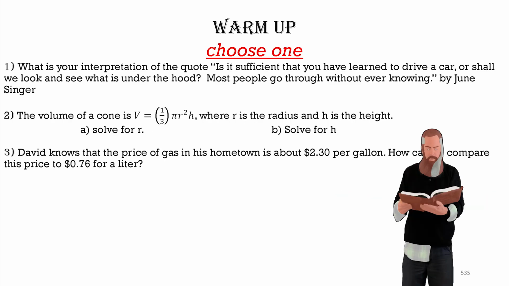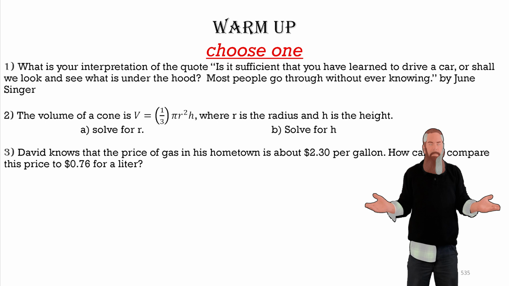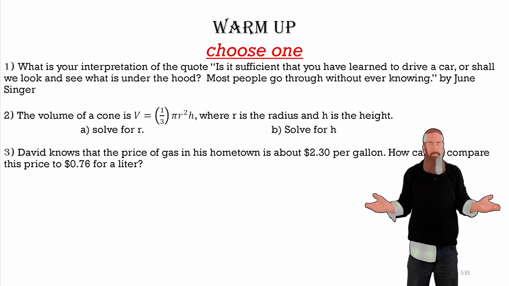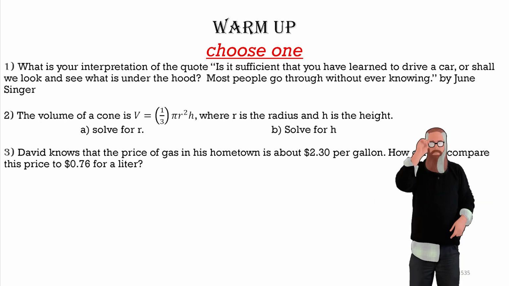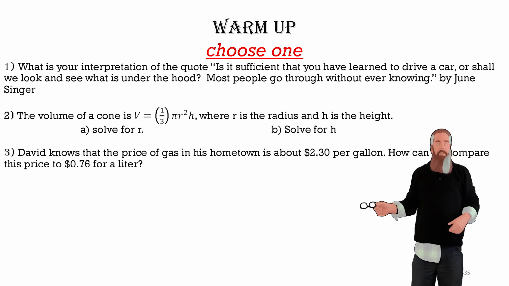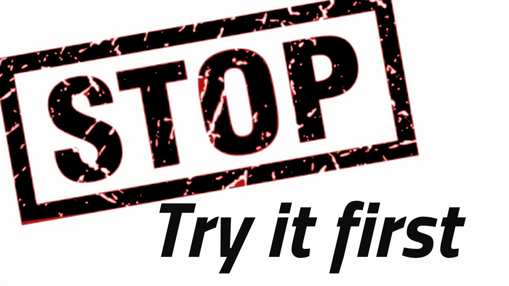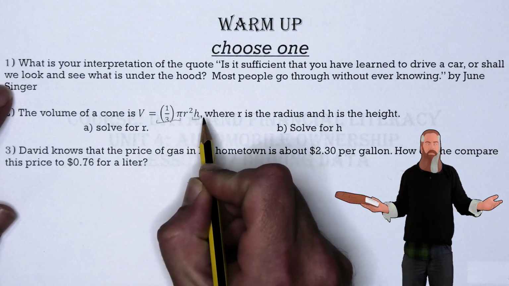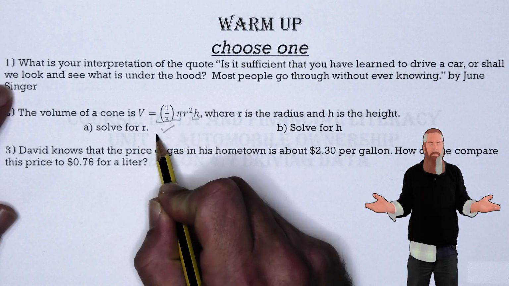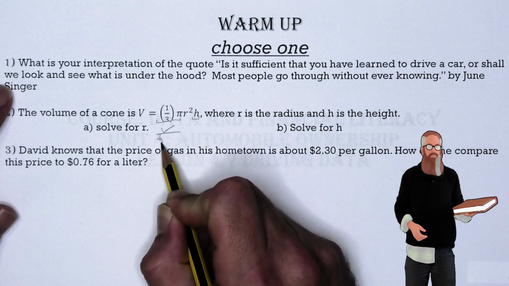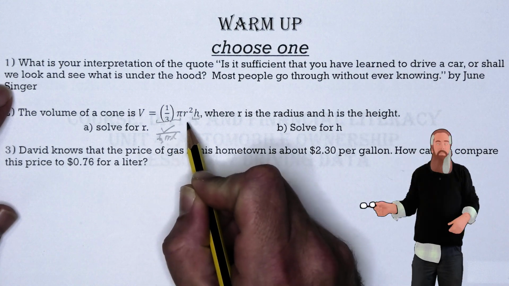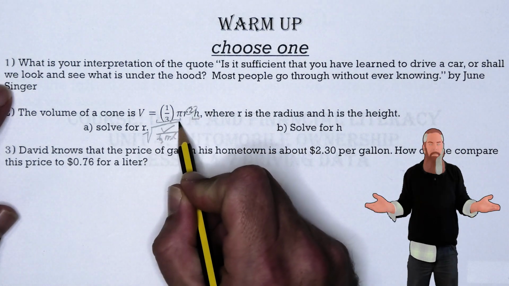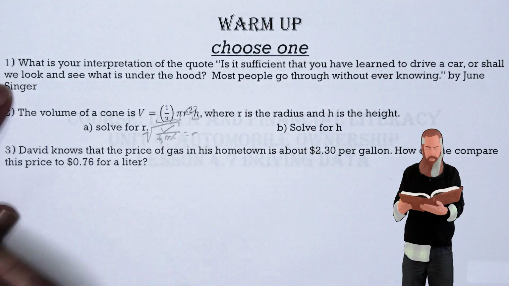Before we get into it, let's make sure we're ready for this lesson by looking at warm-up number 2. The volume of a cone is V equals 1/3 pi r squared h, where r is the radius and h is the height. First, let's solve for r. To solve for r, what we can do is take everything that is not r and divide the other side by it, so that we have V divided by 1/3 pi h. Now this would be equal to r squared, but we have that squared. So let's take the square root of that side, leaving r by itself.